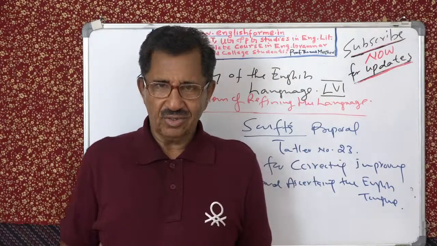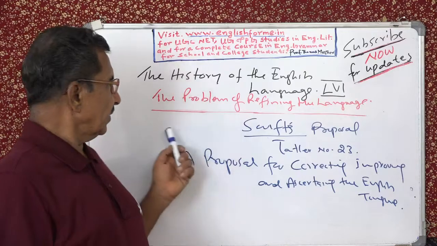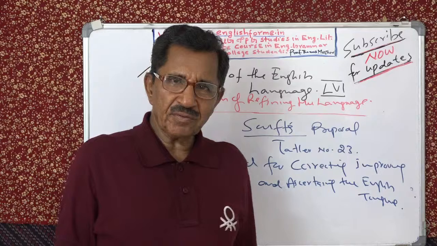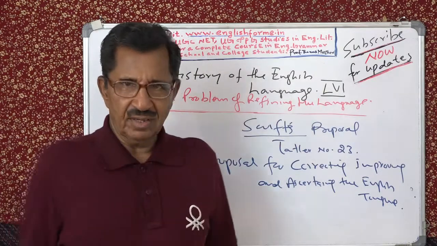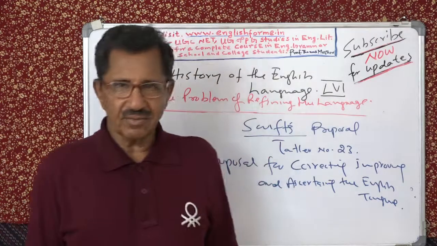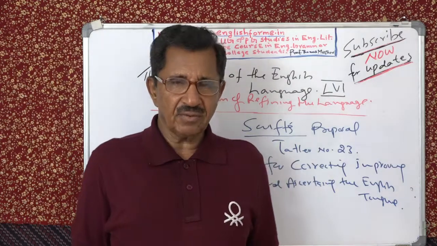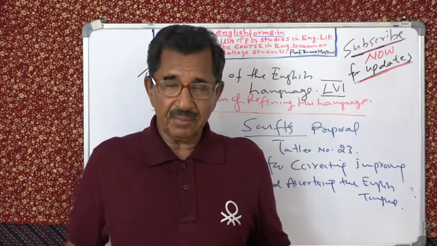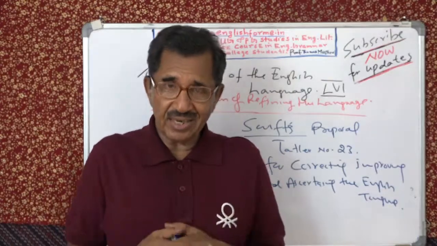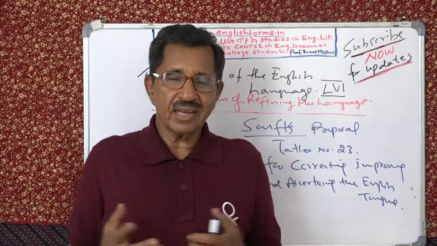So this is the problem of refining the language. Why do we have a problem refining the language? Because of the faults, and of these, Swift had dealt with three very well. And we will see what the other proposals are. You will see that for other purposes, like a proposal for an academy, then there is a dictionary, then there are 18th century grammarians writing grammars for the language and so on.